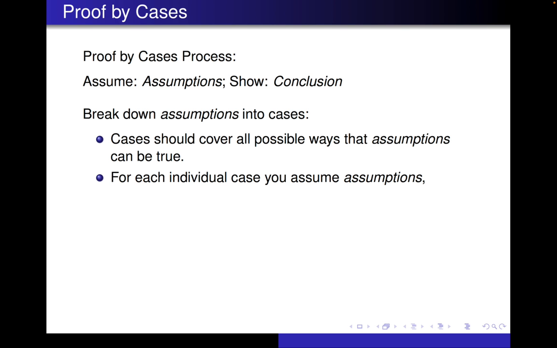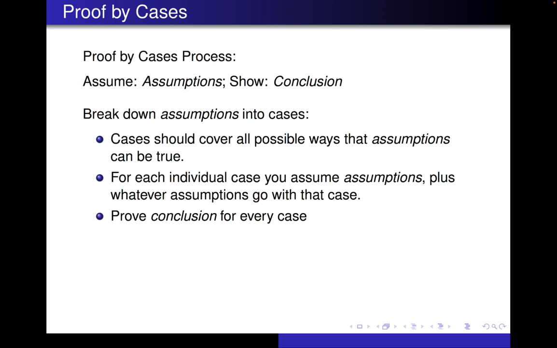Now, for each individual case, you assume the regular assumptions that you have in the normal theorem, but then you also assume whatever assumptions go with that case. So for that case, you assume something extra that goes along with the assumptions in the theorem. And then you have to prove your conclusion for every single case. So if we had 2 cases before, but if you had 4 cases, you'd have to prove the conclusion for each of those 4 cases. And that means you're going to have a separate proof for each case.